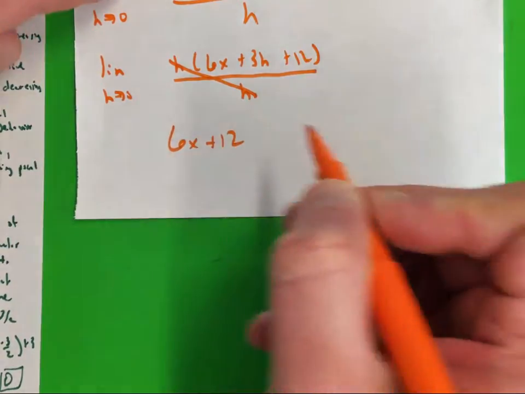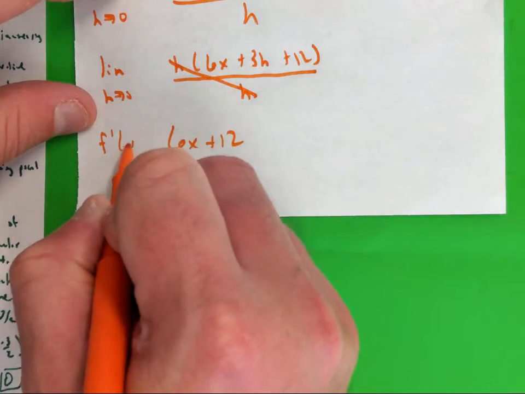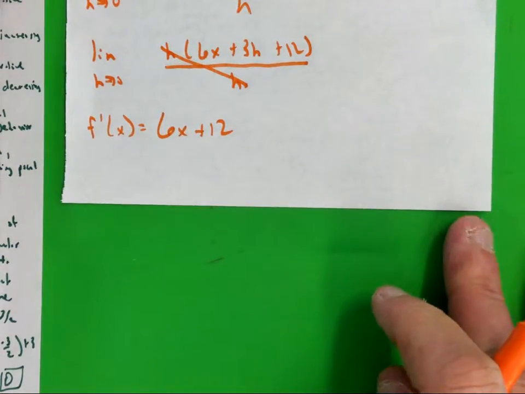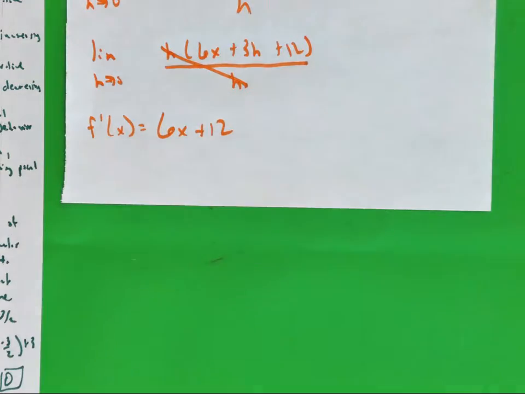6x plus 12. That is f prime. That is your derivative, your AKA slope generator. If I asked you what was going on at x equals 1, what's the IROC? What's the instantaneous rate of change at 1? You plug 1 in, I get 18. That would be my slope of the tangent line at x equals 1.